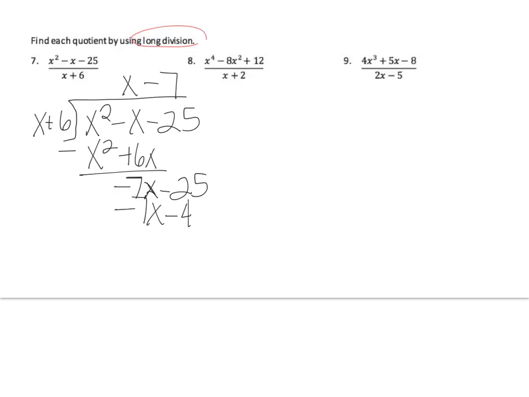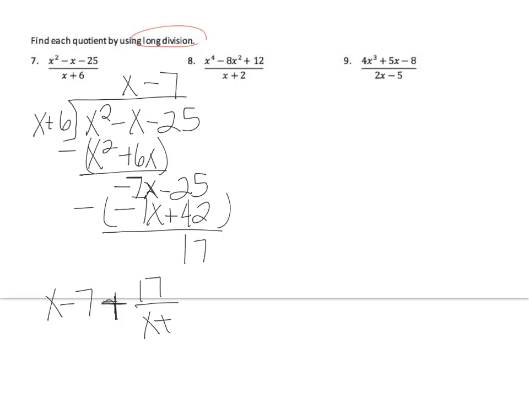7 times 6 is 42. So subtract it. Oh, I should have done that. That would give me a positive 42, 17. So my answer is x minus 7 plus 17 over x plus 6.